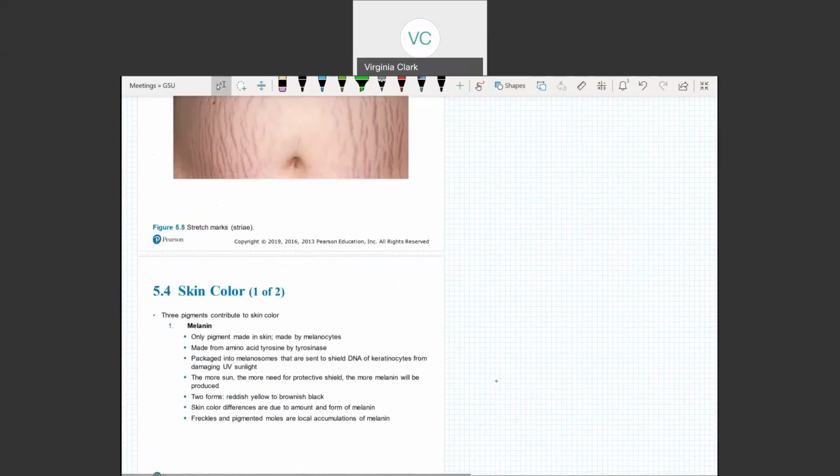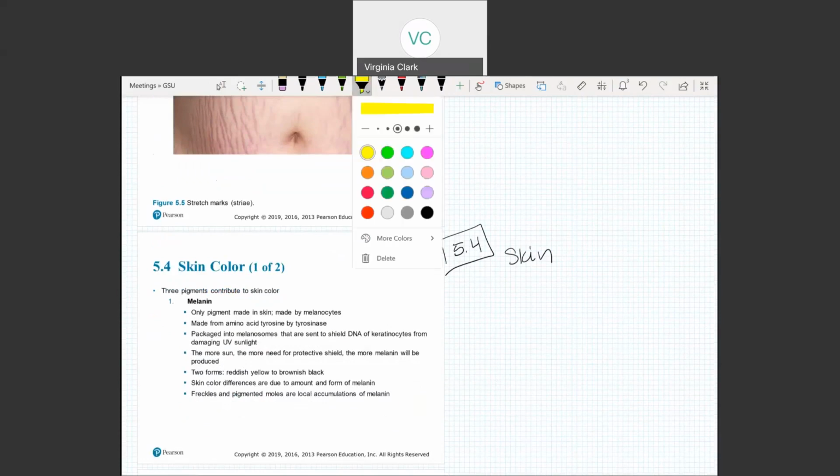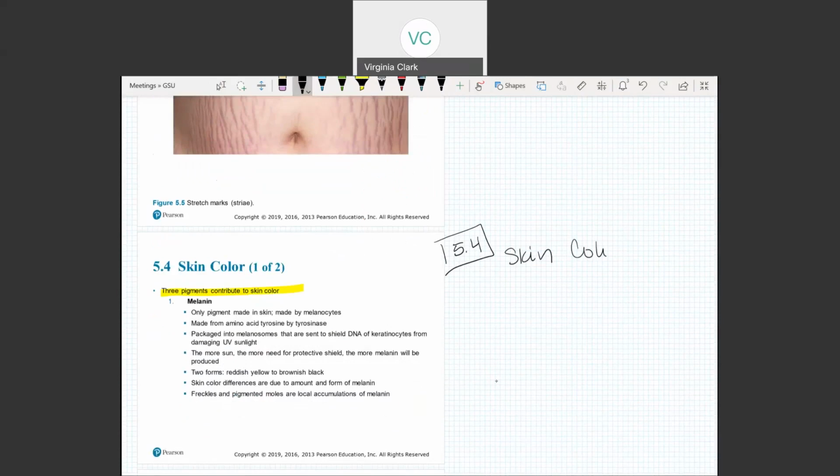Okay, so to move on to a couple other topics. 5.4 is going to kind of review back to that method, and we're going to talk about skin coloration. So there's a bunch of different things that can contribute to skin color. We're going to talk about the three primary, what are called pigments, that contribute to skin color. So the first one is going to be melanin. We have already talked about this when we talked about the melanocytes. So this is a little bit of a refresh on that process.